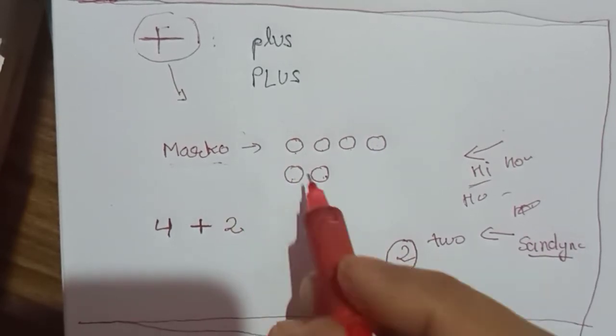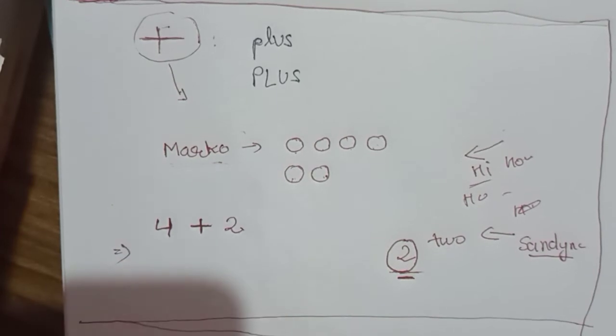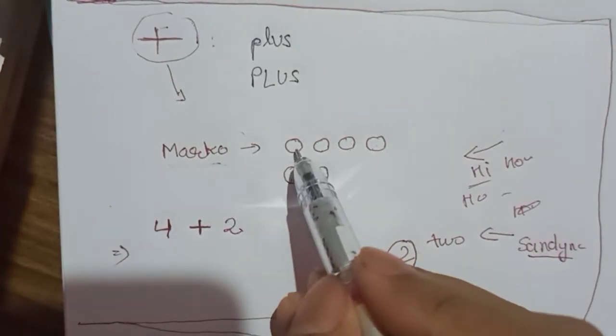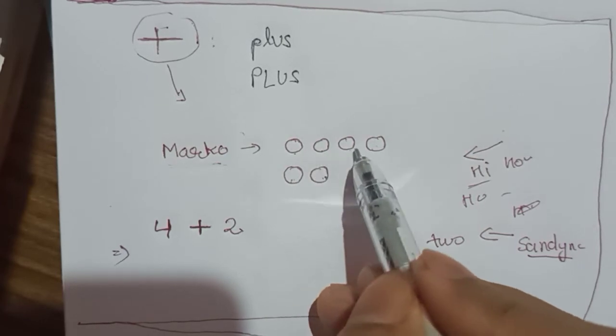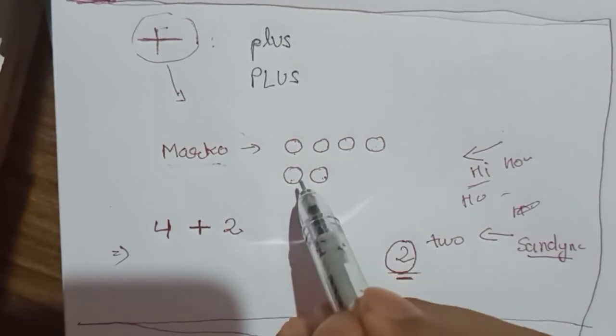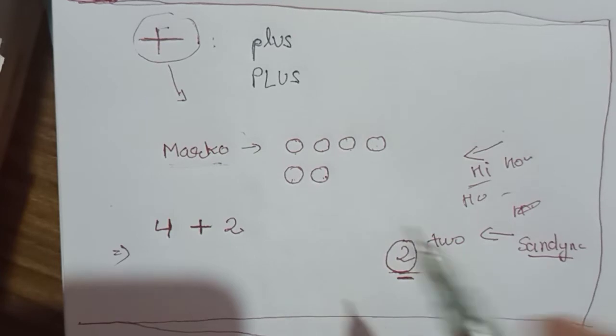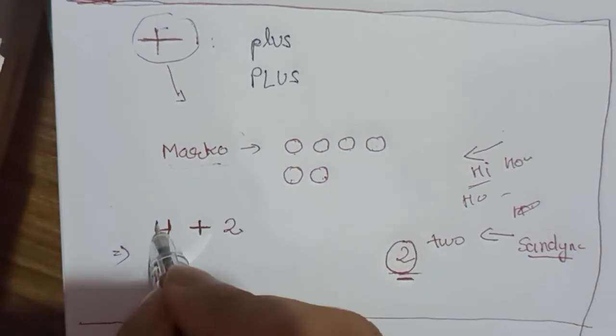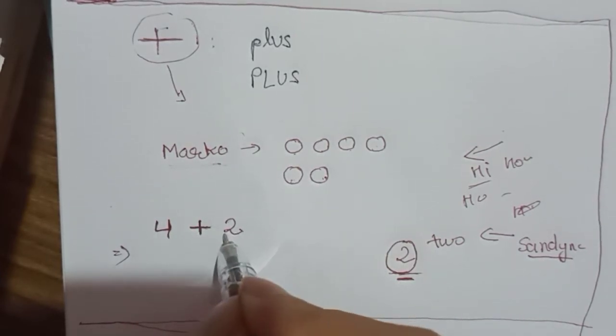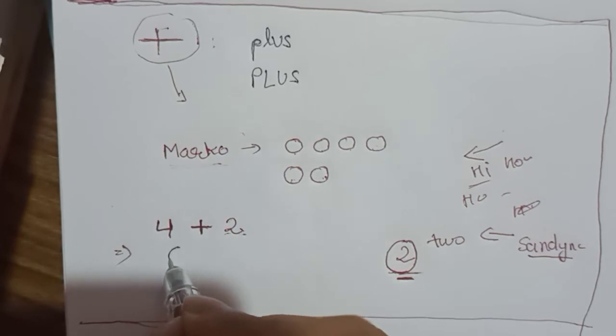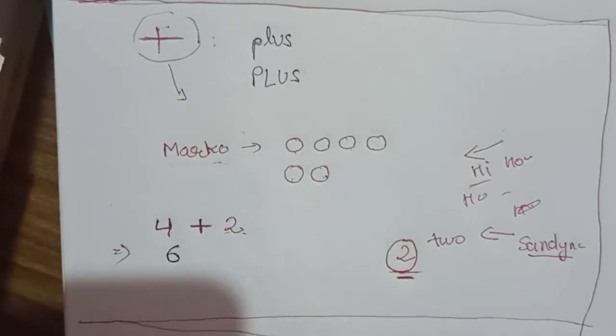So how many total apples do you have now, Marco? You count how many total apples you have. You have 1 2 3 4 5 6. So Marco has a total of how many apples? 4 plus 2 is, the answer is 6. Okay, are you getting what I said, Marco?